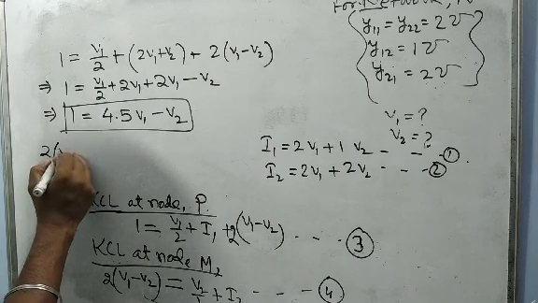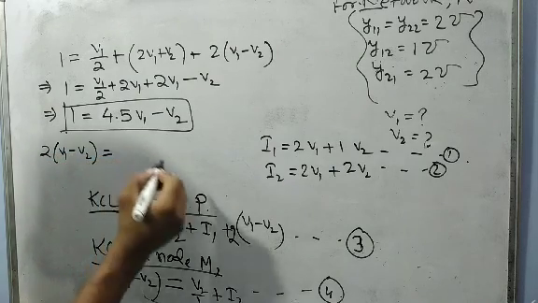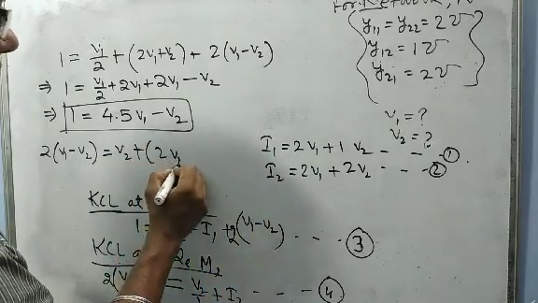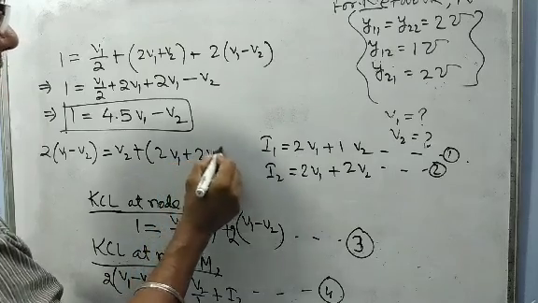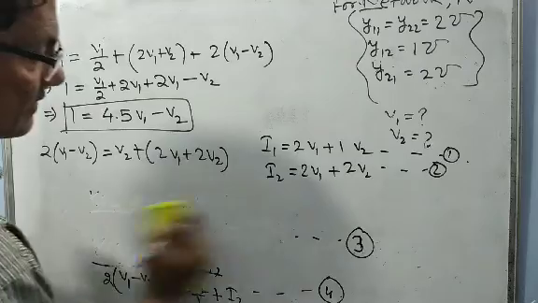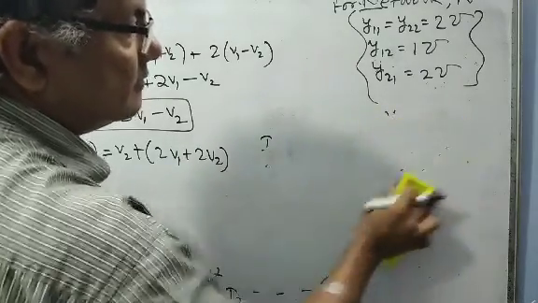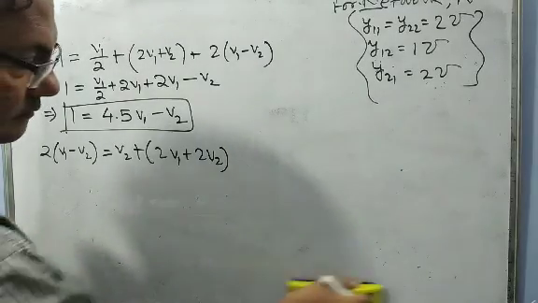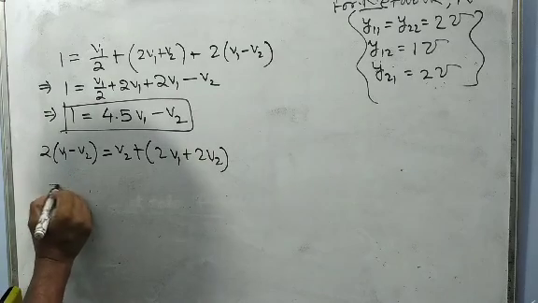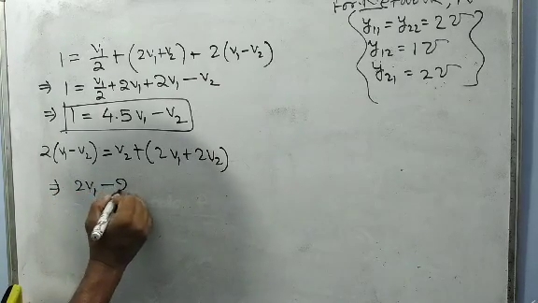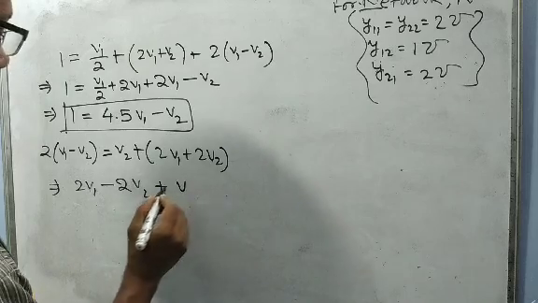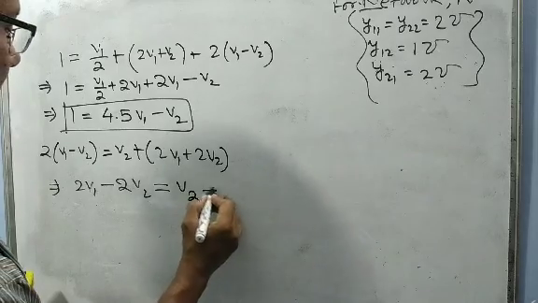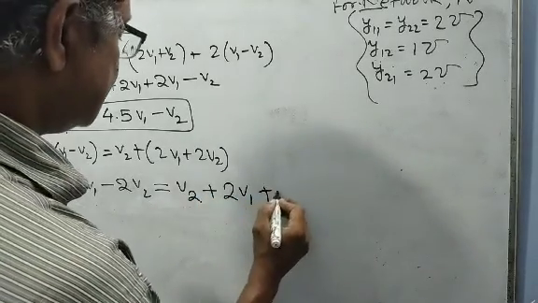2V1 minus V2 is equal to V2 plus I2. What is I2? I2 is nothing but 2V1 plus 2V2. So it implies 2V1 minus 2V2 is equal to V2 plus 2V1 plus 2V2.